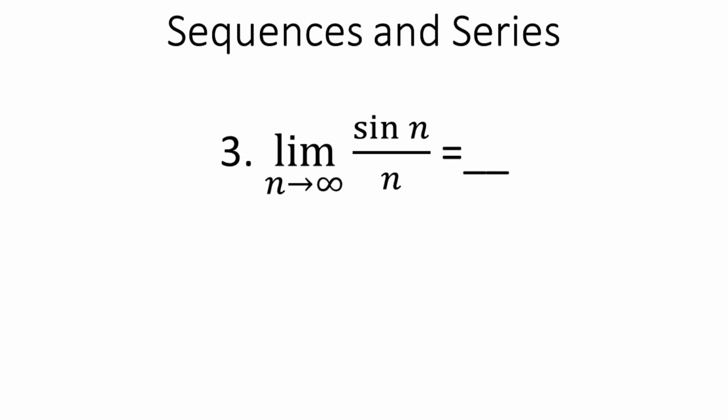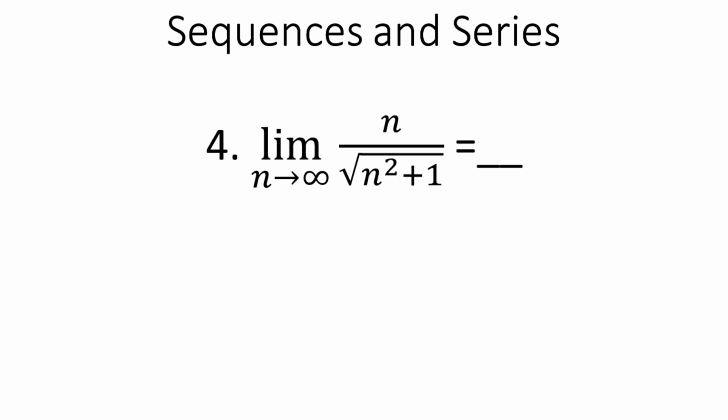So for this problem, we can use one important result: if sequence an converges to 0 and sequence bn is bounded, then the product sequence an bn converges to 0. So here sequence an is the sequence 1 by n. Clearly it converges to 0, and sequence bn equal to sequence sin n is bounded, and therefore by that result the sequence sin n by n converges to 0. Okay, so for question number 3, the answer is 0.